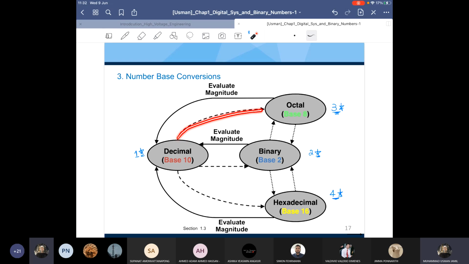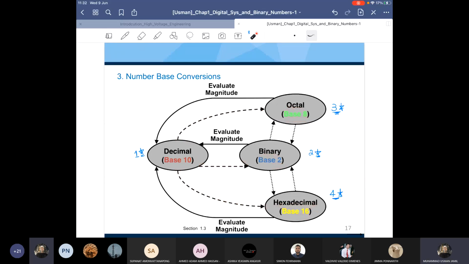So now we want to do the conversion. If I want to convert our decimal number to the octal, we have now many options. This is the decimal number. We can convert decimal number to the octal, decimal number to the binary, and decimal number to the hexadecimal. Okay, these three conversions we can do. That is base 8, base 2, and base 16.